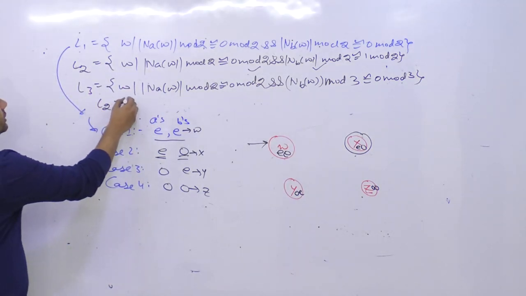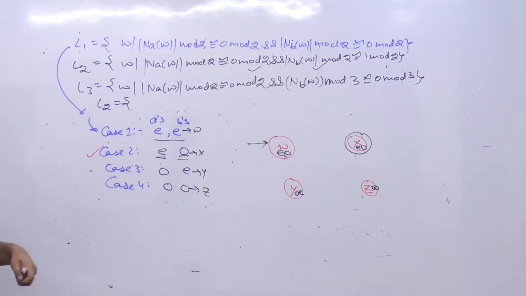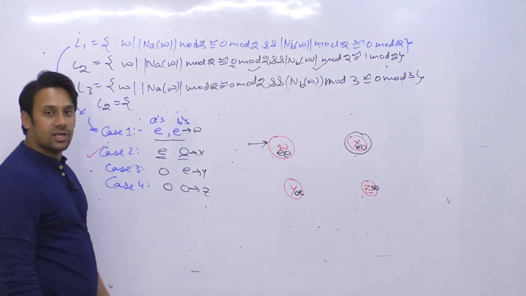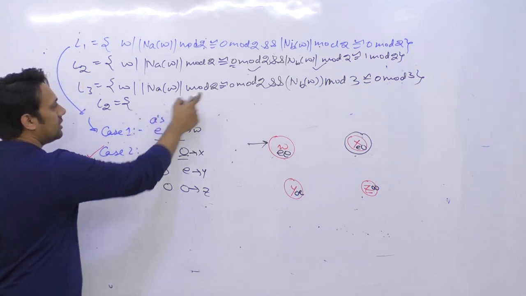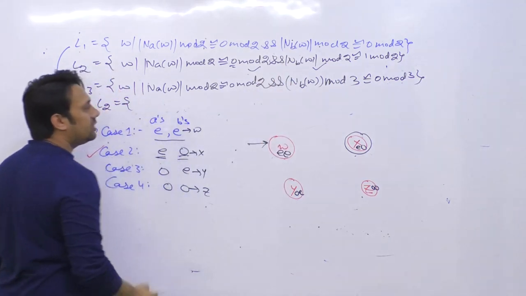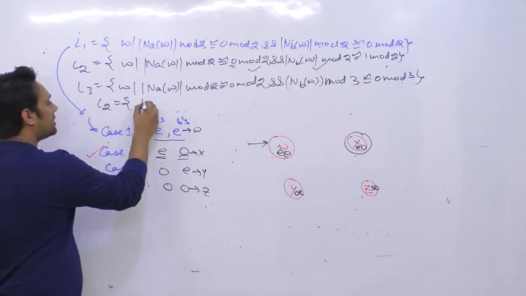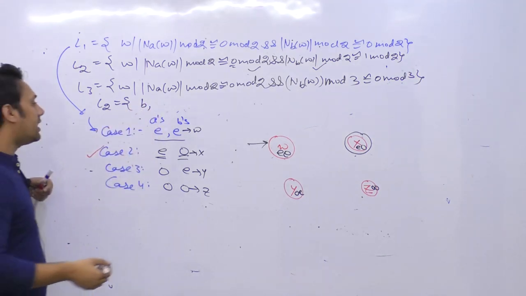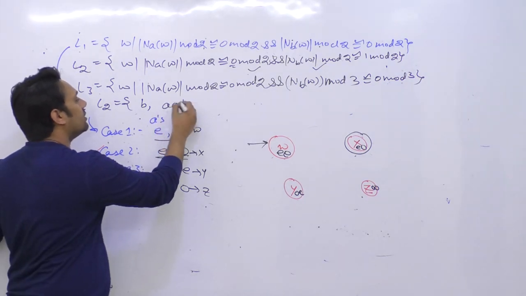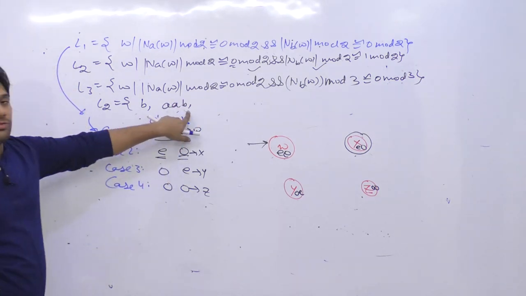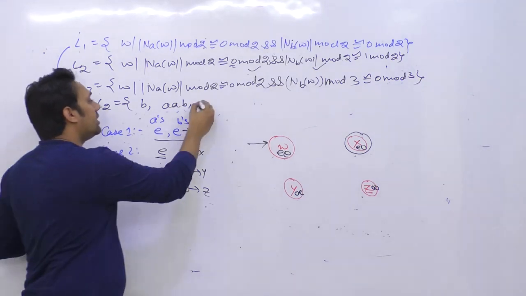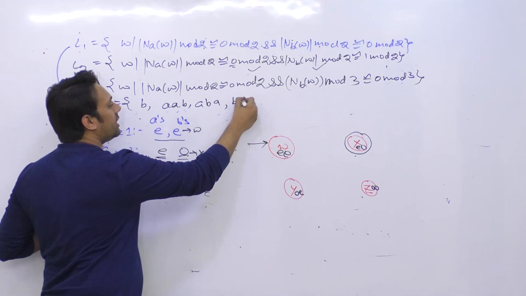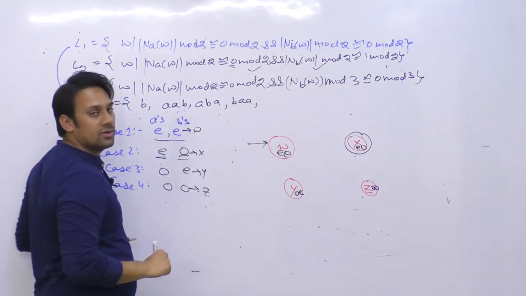In the language L2, so we can have number of A's as 0, so 0 is even, but number of B's should always be odd. So we can have a single B because number of A's are 0 here, we have one B. We can have AAB. So number of A's are even, number of B's are odd. We can have ABA, number of A's are even, number of B are odd. We can have BAA, number of A's are even, number of B is odd.